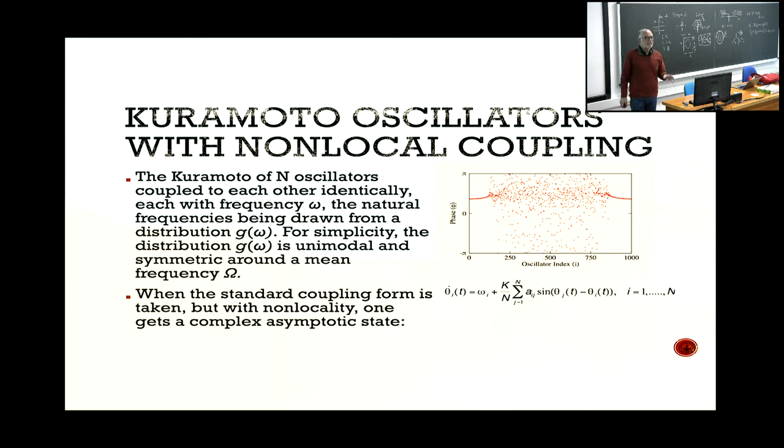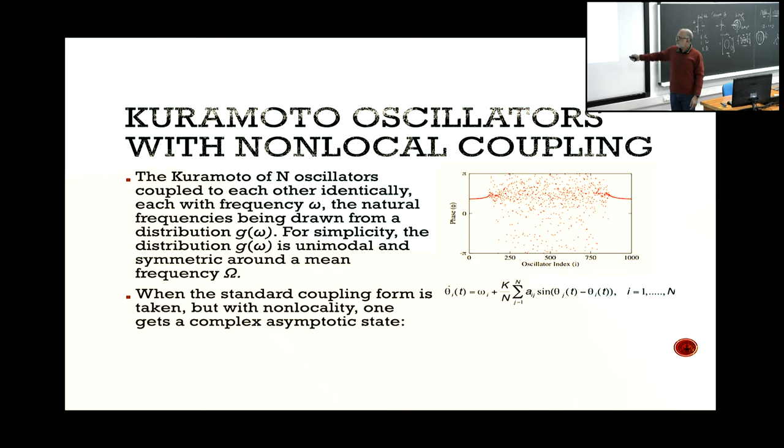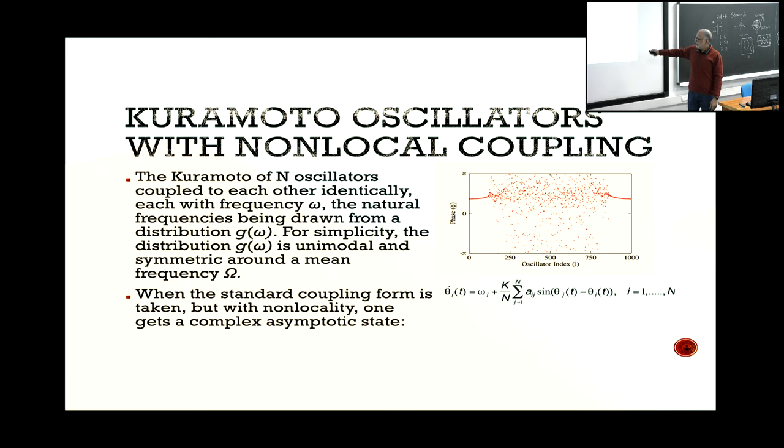The only thing that has changed is the coupling. The coupling has become non-local. In the original, this was just for compare and contrast. Supposing I took the discrete Kuramoto model and I made A_ij equal to 1 over the modulus of i minus j. That would make it non-local.